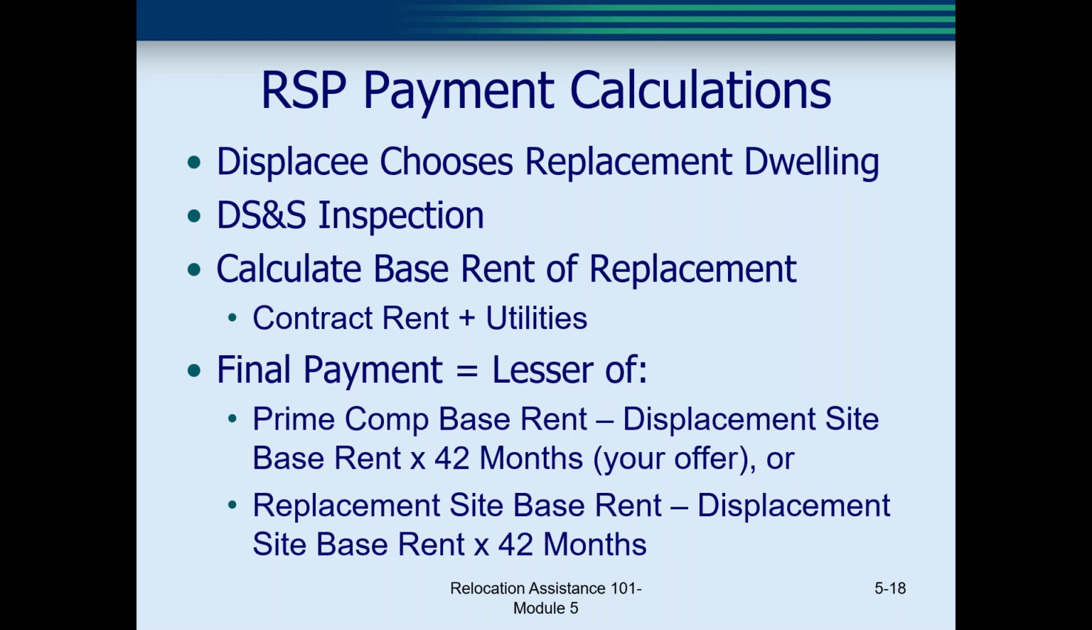So then the final rental payment is the lesser of either the difference between the prime comp's monthly rent and utilities and the displacement site's base rent, times 42 months, or the difference between the monthly cost of rent and utilities at the replacement site and the base rent of the displacement dwelling, multiplied by 42 months. Remember, your payment cannot exceed the amount of the original relocation offer.